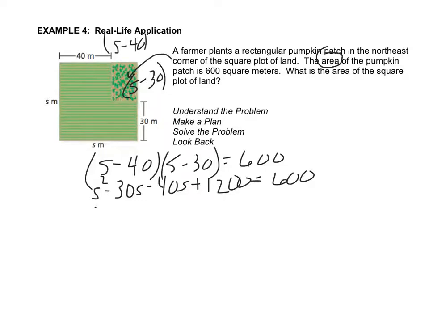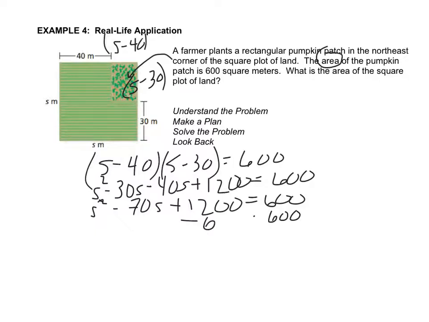So what I can do next is we're just going to combine the S's together to get S squared minus 70S plus 1200 equals 600. And now this is where I need to get that 600 moved to the left to create a 0 on the right-hand side. So simple order of operations, we do the inverse and subtract 600.